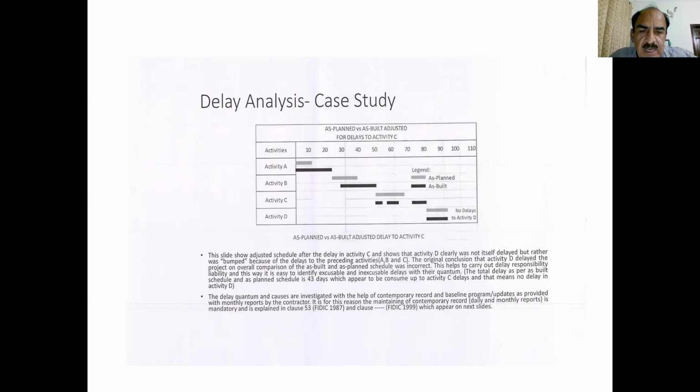The delay quantum and causes are investigated with the help of contemporary records and baseline program updates as provided with monthly reports by the contractor. This is for the reason that maintaining contemporary records, daily and monthly reports, is mandatory and is explained in clause 53 of the FIDIC 1987, and clauses which appear on the next slides.